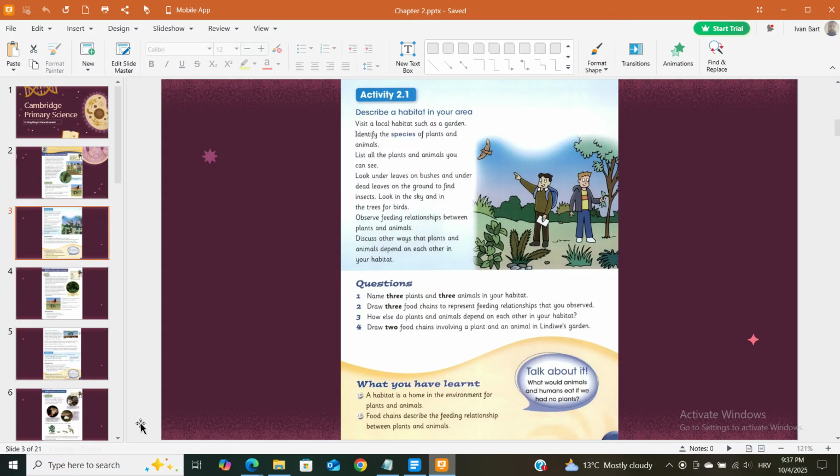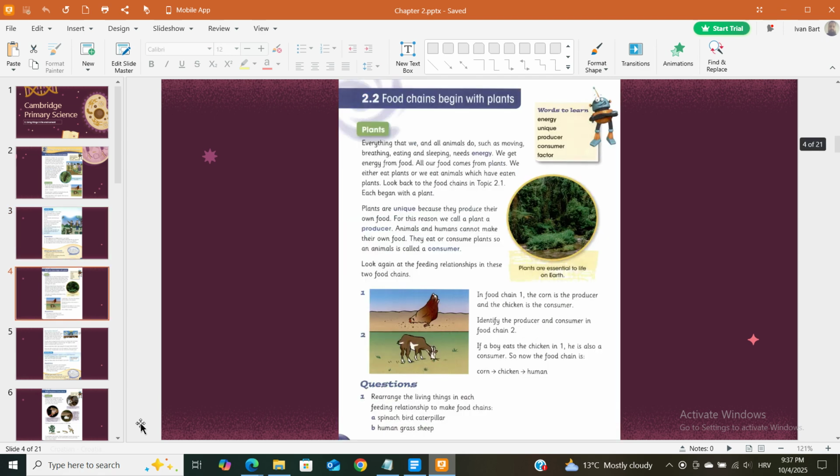Plants. Everything that we and all animals do, such as moving, breathing, eating and sleeping, needs energy. We get energy from food. All our food comes from plants. We either eat plants or we eat animals which have eaten plants. Look back to the food chains in topic 2.1. Each began with a plant.